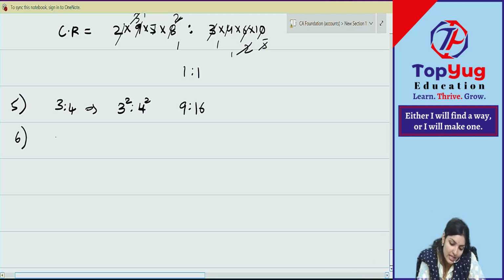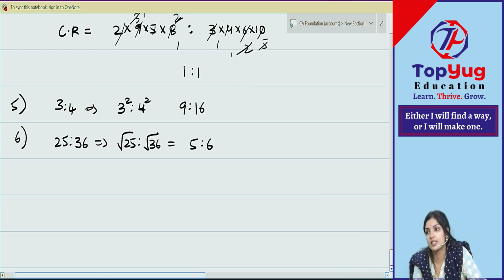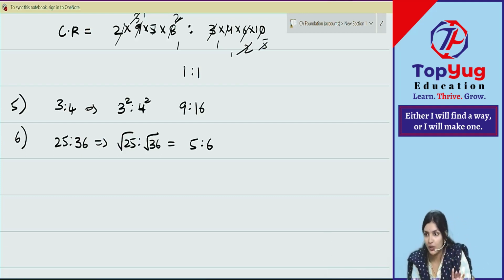Now sixth one. Subduplicate ratio of 25:36 is? Very good. Square root of 25 is to square root of 36. 5:6. I hope these are the basics everyone is knowing. है ना? नहीं आया तो बोलो. If you don't know, just let me know.